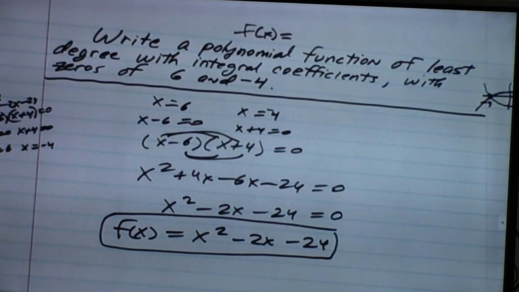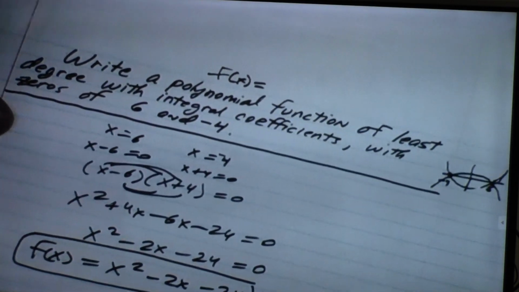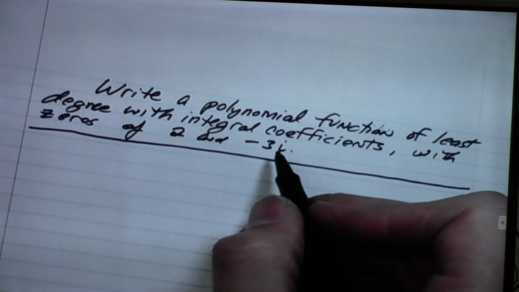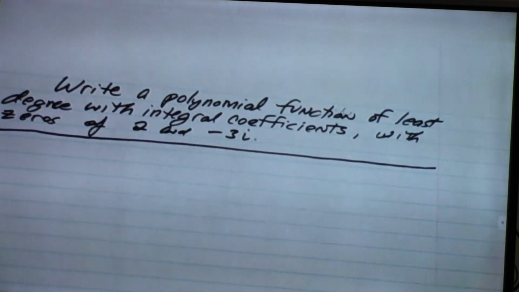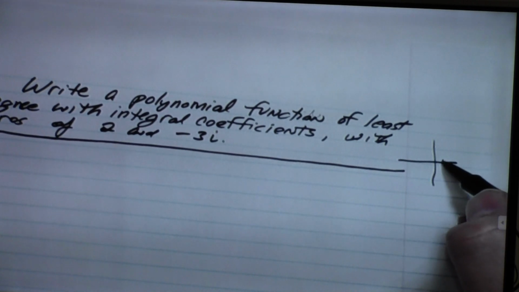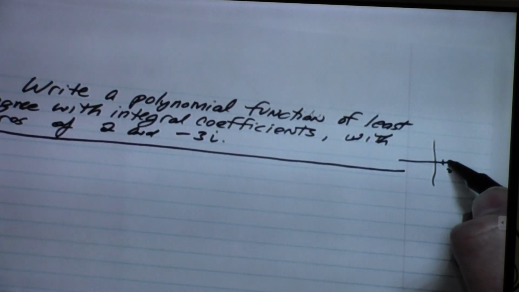Let's look at a second problem that has a different twist to it. We are going to do the same thing here, but we're going to do it with an imaginary number. Because remember that some things have imaginary numbers. So in this case, if we were graphing it, we're crossing at 2.